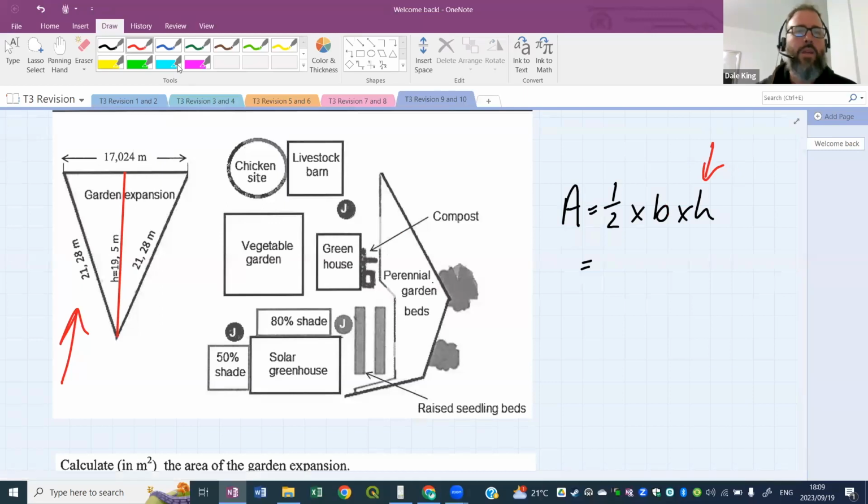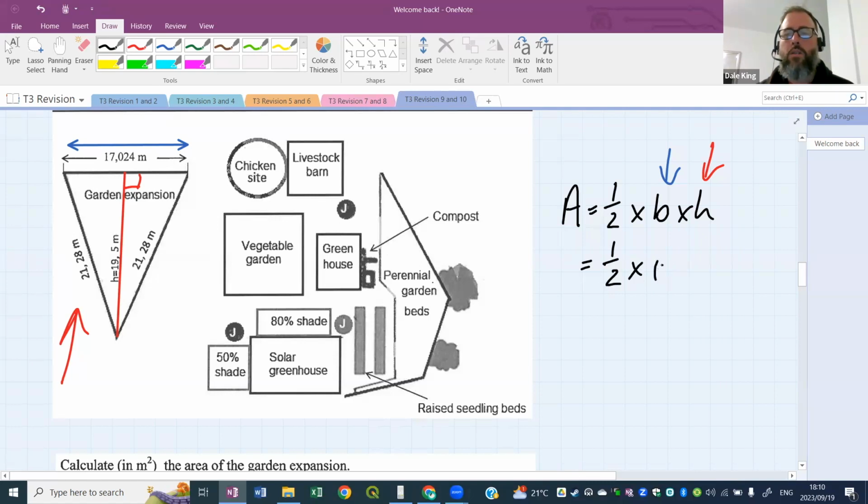And the base, B for the base of the triangle. Where's the base of the triangle? 17,024. Yeah, good. So this one here is the base. There's our base over there. Good. So there's B for base. All right. So the height is actually a perpendicular height. This height must come off at 90 degrees from the base. So the height that they have in a triangle must come off the base.